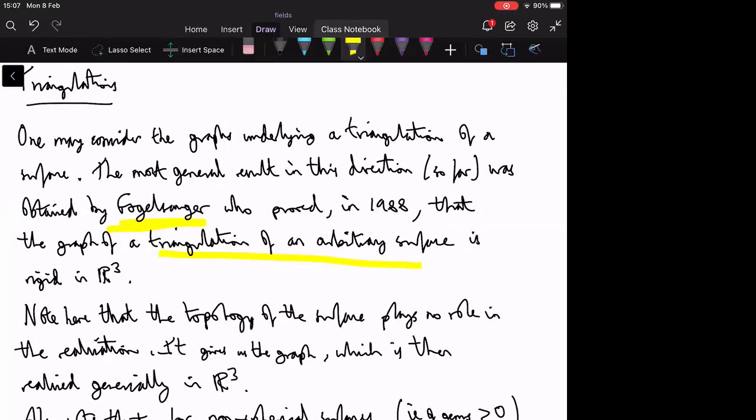And does the surface have to be embeddable in R3 or not?